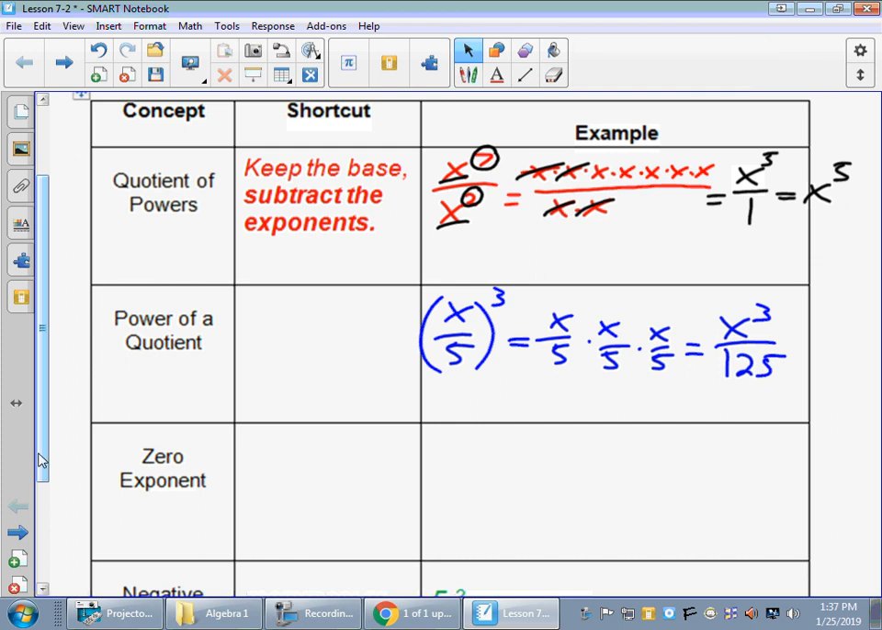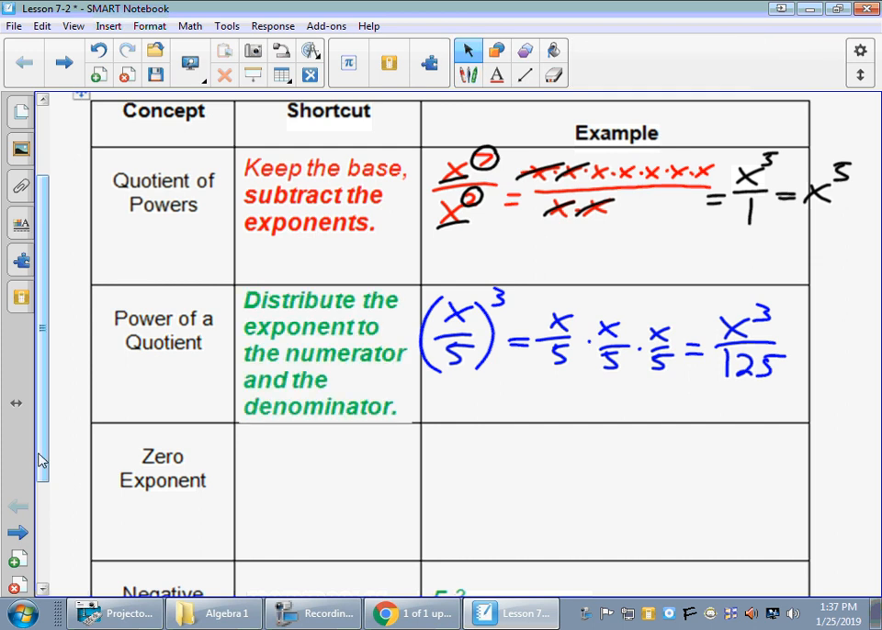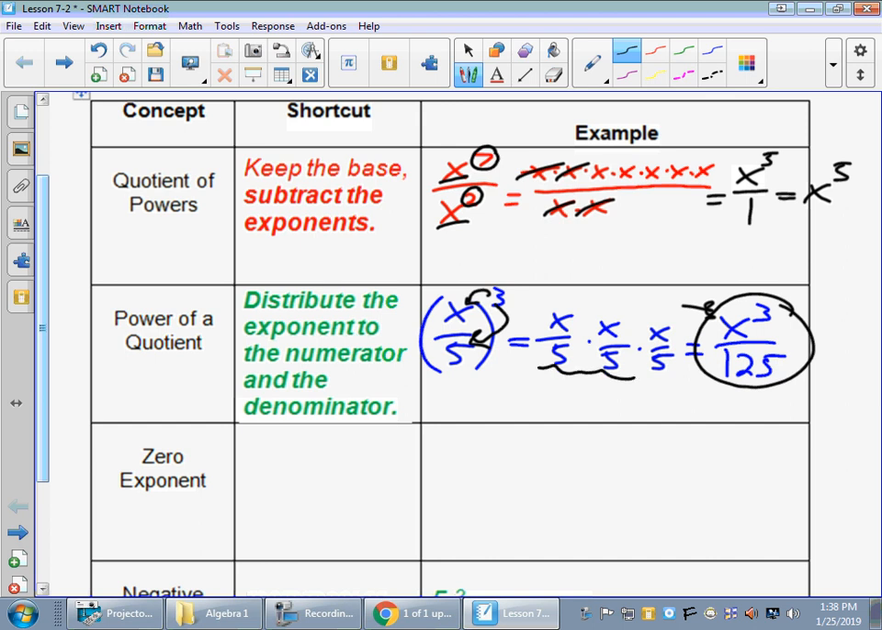If we look at our shortcut here, it says distribute the exponent to the numerator and the denominator, just like we did with powers of powers with multiplication. So if we distribute that 3rd power, the x would be x to the 3rd power, basically this result right here. And then we could also do 5 to the 3rd power, which is 125. So that would be our shortcut. Instead of having to write all this down, you can just simply go x cubed over 5 cubed, or 125.